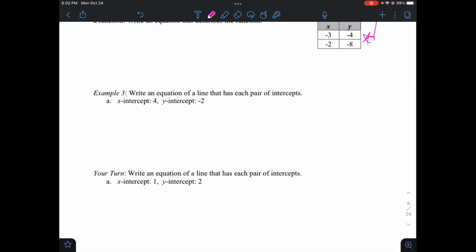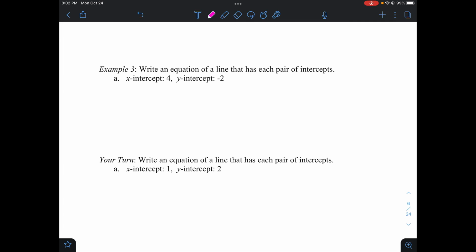This is our very last one for the day. It says, write an equation of a line that has each pair of intercepts. Okay? So our y-intercept is already our b value. So please keep that in mind. That's going to save us a little bit of time. Our x-intercept, though, is 4.